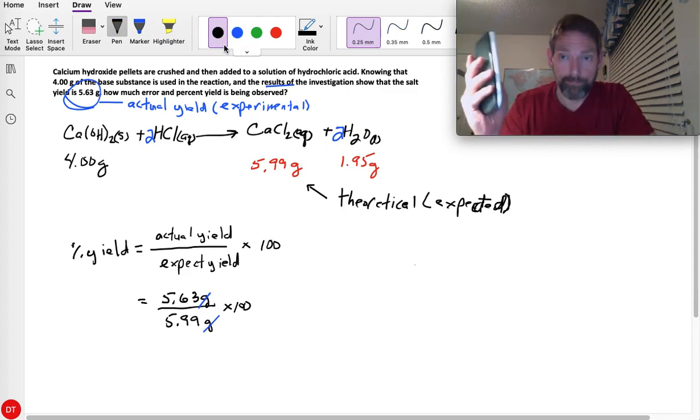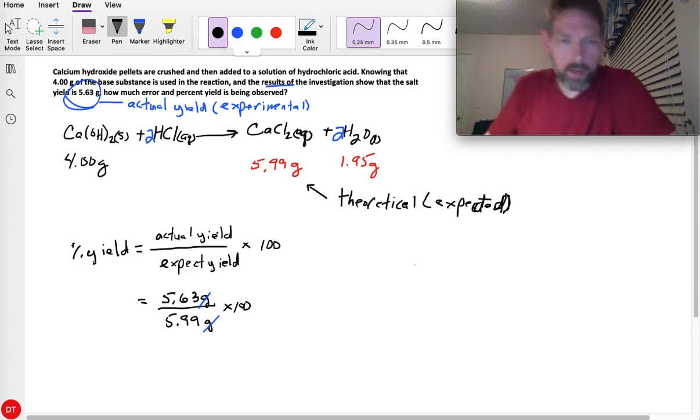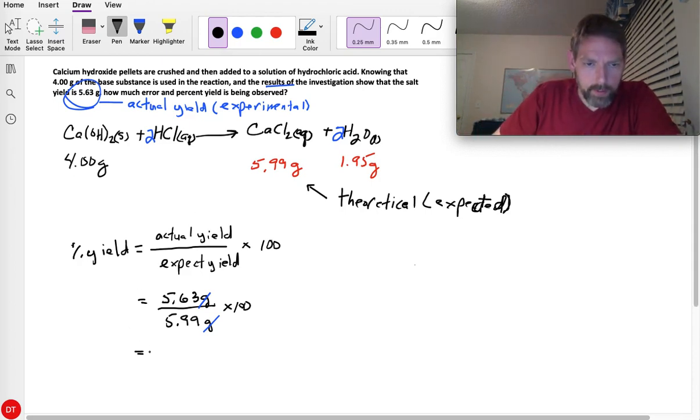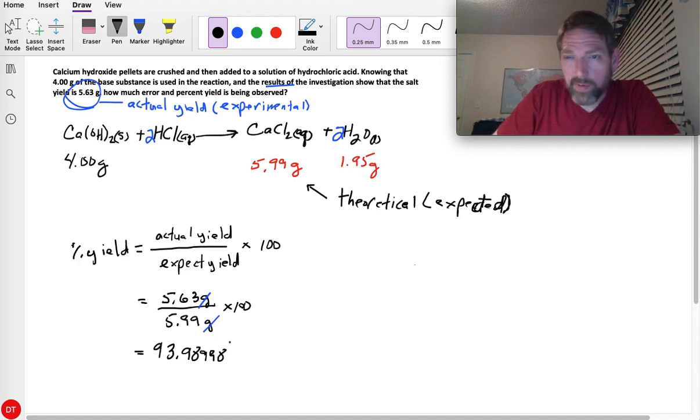So, calculator. We've got 5.63 divided by 5.99, and then we're going to multiply that by 100, which just moves the decimal 2 places to the right. That gives us 93.98998. There are some other numbers there, but at this point we don't need them. And of course, that's a percentage.